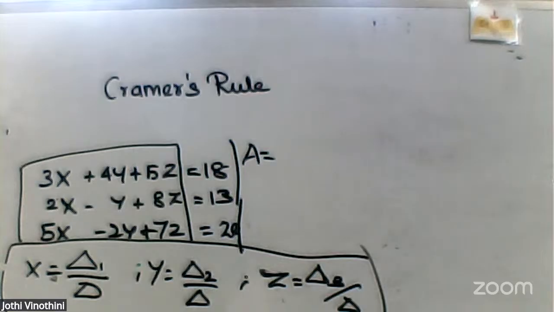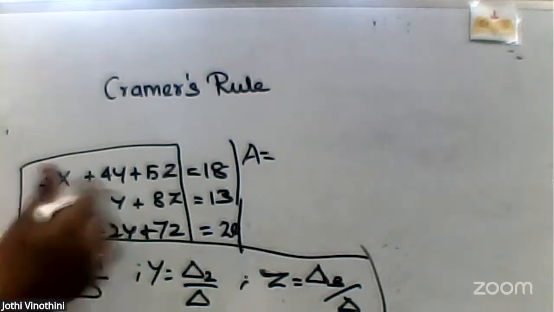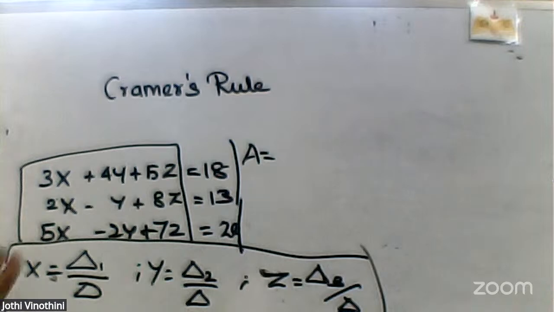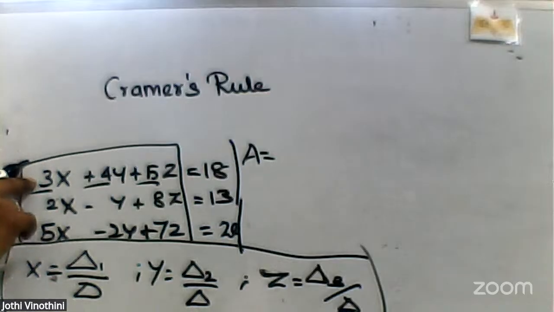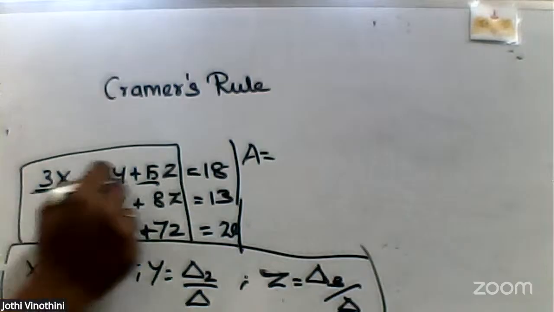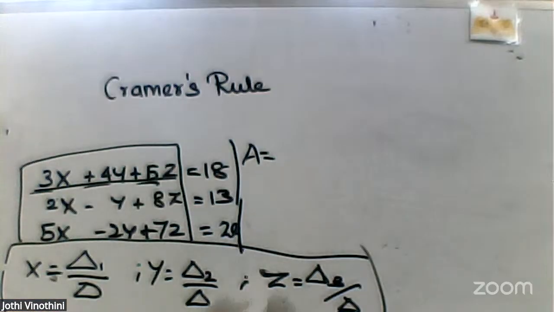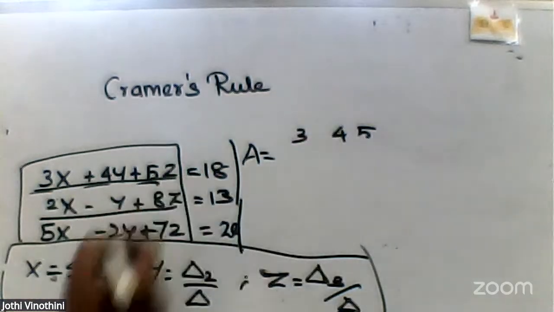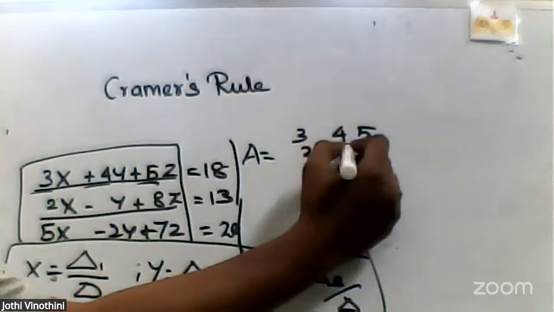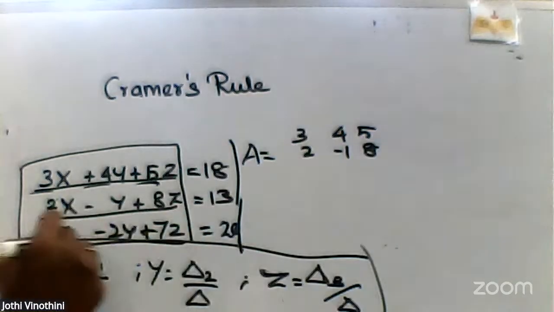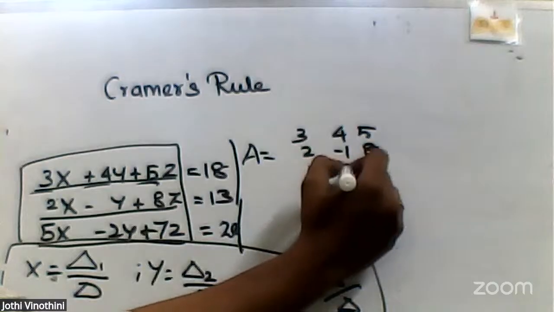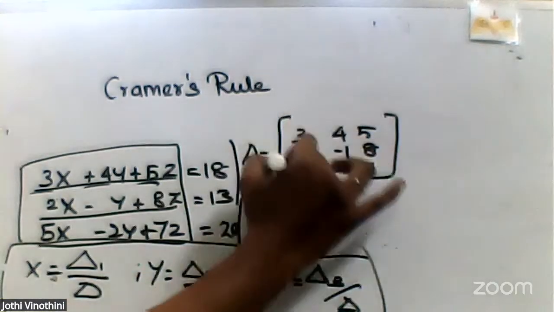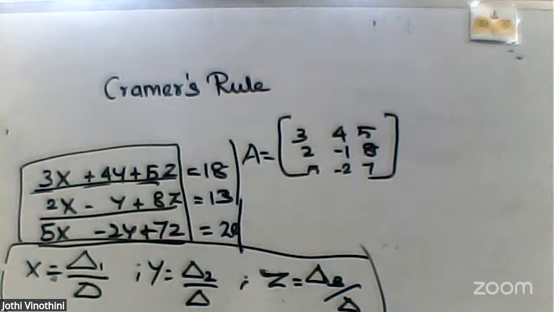While writing matrix A, we are not taking 3x, 4y as they are. No, we are going to take it like this. We simply take the coefficients of x, y, and z. The first equation we make into the first row. See, it is the first equation we have, so we simply make this the first row. The second equation we make the second row. The third equation we make the third row. And we simply find the matrix A.